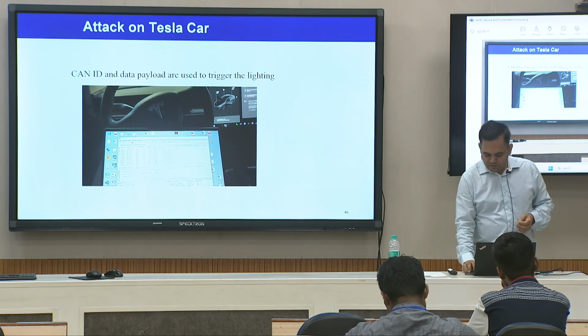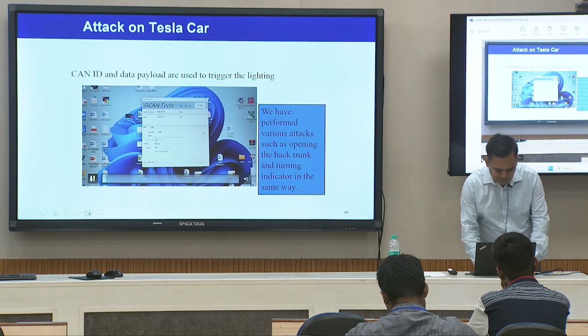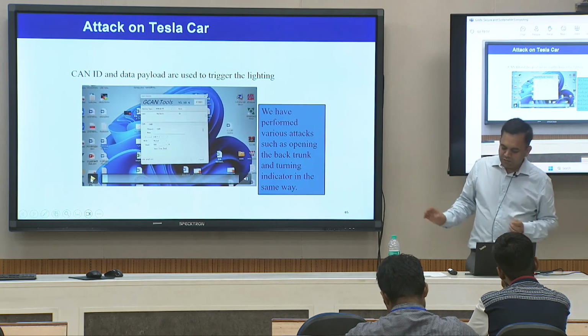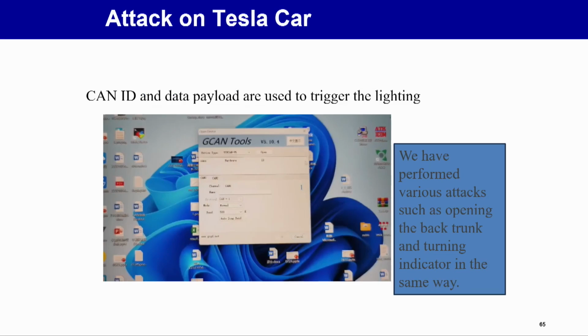So it's very easy. There is a port, you connect, and then you can do it. So with this one, here I'm showing you how we can attack the car through its CAN bus. We have also performed attacks like opening the back trunk. You're just standing, but you can open the boot just by changing the payload, and also the turning indicator. You're not doing anything with the controls, but rather just changing the payload, okay.